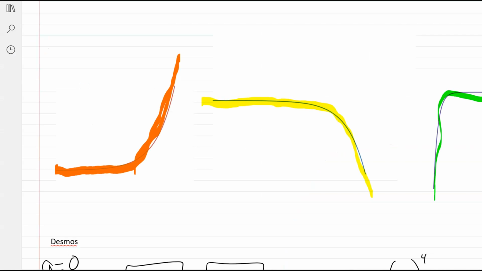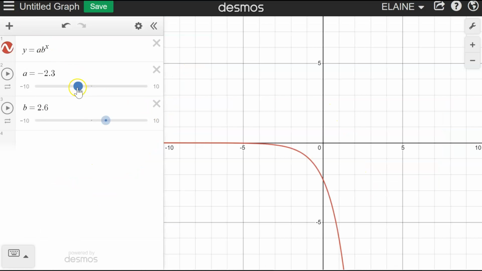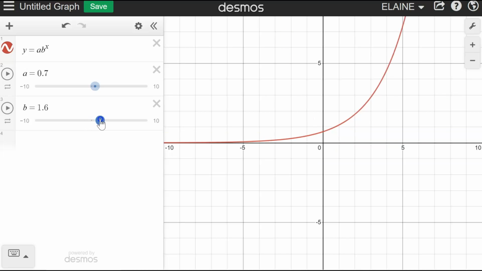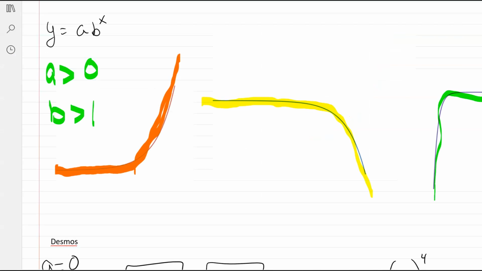All right, so let's put this together. First, we're going to look at this function. What does this function look like? Okay, so we're going to move these around. Oh, there it is. So A has to be some number greater than 0, and B has to be some number greater than 1, because otherwise it turns like that. So B has to be greater than 1, A has to be greater than 0. So some example of these that will give us this kind of curve would be y equals 3 times, let's say, 2 to the x power.